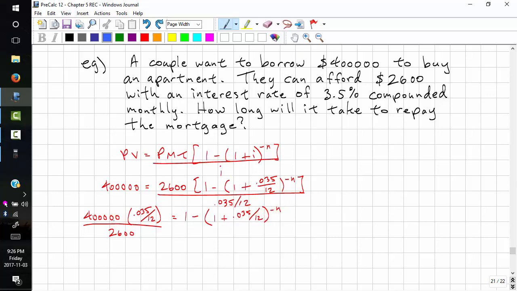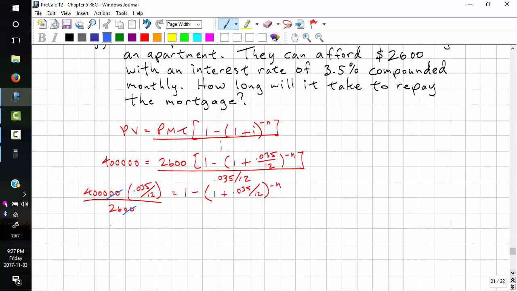Let's cancel out some zeros so we don't have to keep writing them. Now we want this to go over to this side so it stays positive. So we'll bring this over to the other side. So we have (1 + 0.035/12)^(-n) equals 1 minus 4,000 times 0.035. And we'll just move this 12 into the denominator.